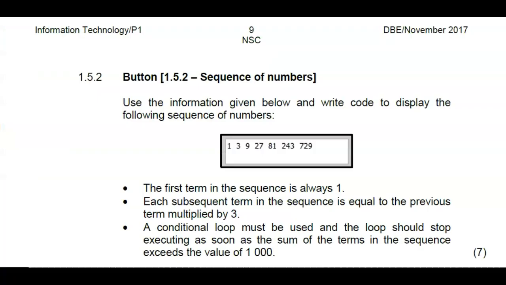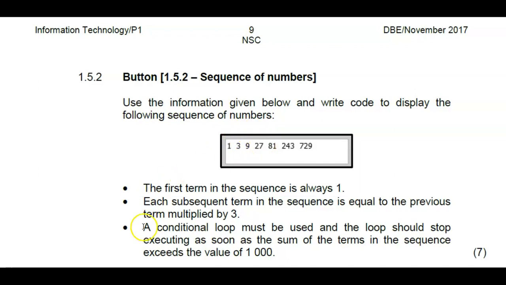And here is the final button to practice. Press pause, I'll show you the memo soon. So in this sequence, we're always going to start with 1, and then the next term is then found by multiplying that term by 3. So 1 times 3 is 3, 3 times 3 is 9, 9 times 3 is 27.